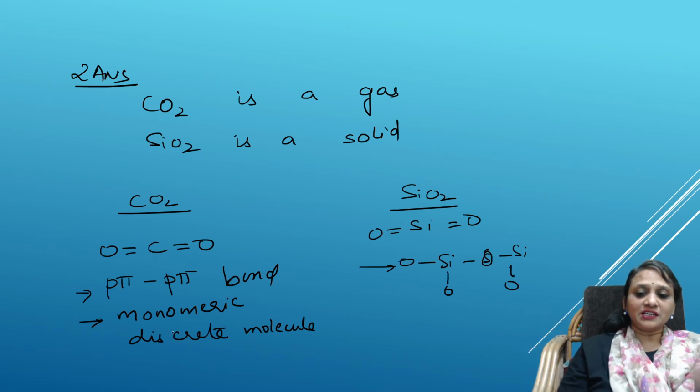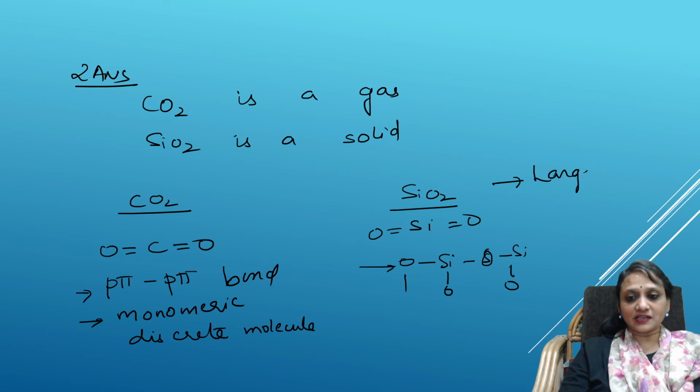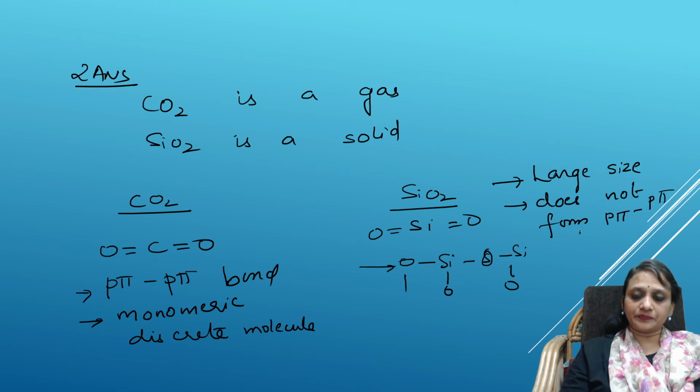It forms a giant molecule sheet like this. Correct? Why? Because it has a larger size. Let us write: SiO2 has a large size. Because of this, does it form p-pi bonding with oxygen? No. It does not form p-pi bond with oxygen.